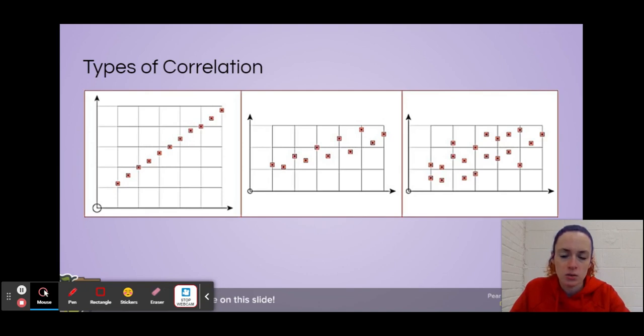We can also define the type of correlation by how strong that correlation looks. The tighter the data values are together in terms of a line, we're going to have a strong correlation. If they still form a pretty good line, but they're a little bit more spaced out, we'd say that's moderate correlation. And if it still looks like a positive correlation, but they're really spaced out, that's when it's a weak correlation.